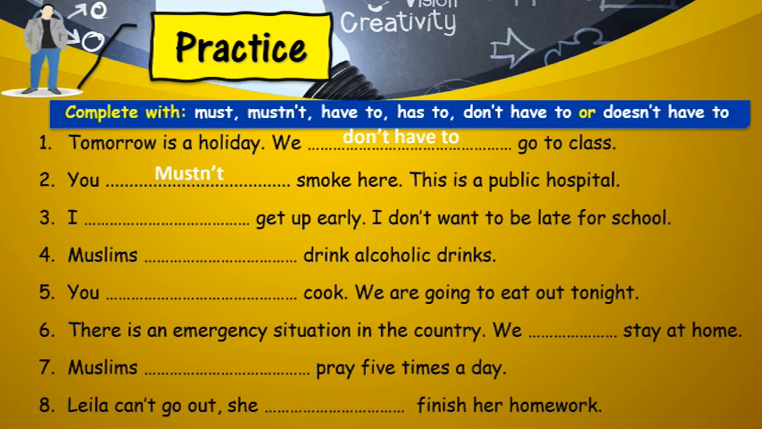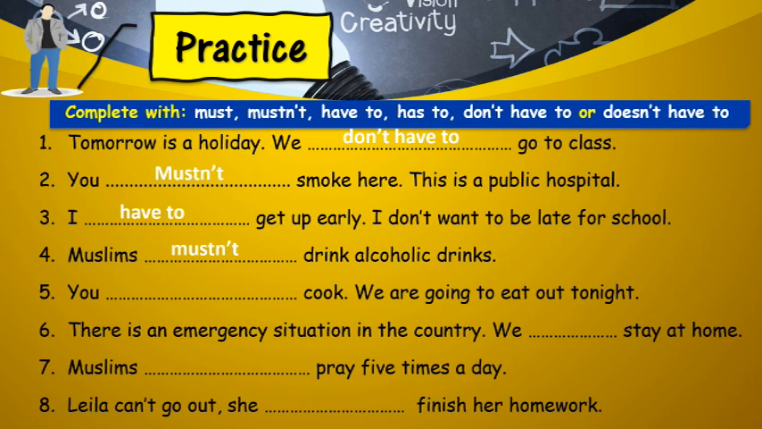Sentence number 3, I get up early, I don't want to be late for school. So because I don't want to be late, I have to get up early. Sentence 4, Muslims drink alcoholic drinks, like wine. Muslims mustn't drink. It is prohibited to drink wine or alcoholic drinks in Islam. So Muslims mustn't drink alcohol.